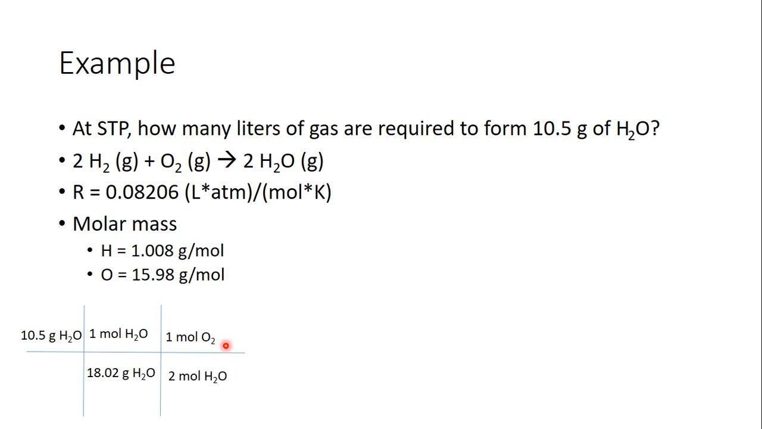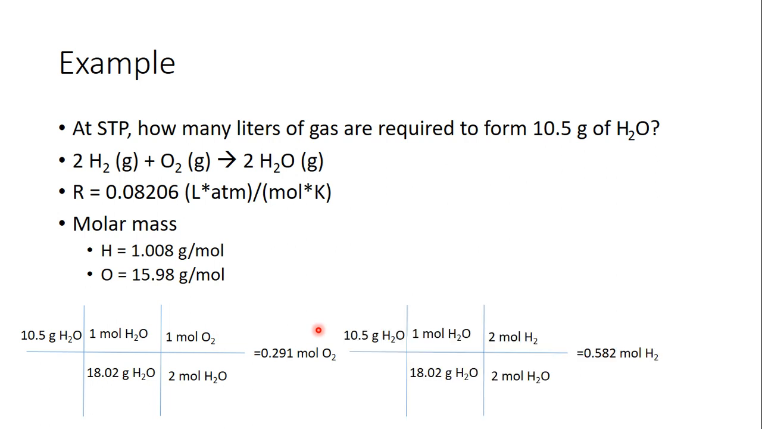Now I'm going to deal with oxygen first. In 2 moles of water, I need 1 mole of oxygen to make that. And so to make 10.5 grams of water, we need at least 0.291 moles of oxygen. I can do the same thing for hydrogen, but the only difference is, instead of 1 mole of hydrogen, I need 2 moles, or 1 mole of oxygen. I need 2 moles of hydrogen, because the stoichiometric coefficient is 2 to 2. So I need at least 0.582 moles of hydrogen to make H2O.